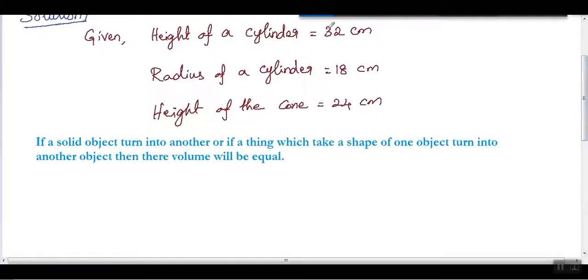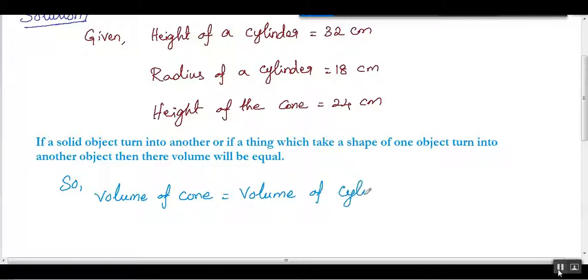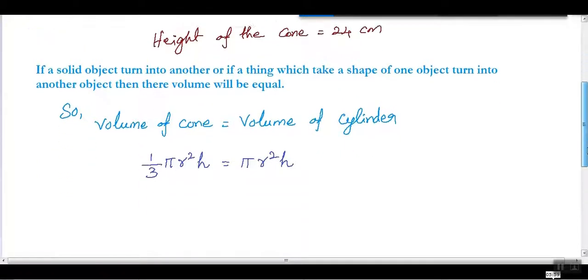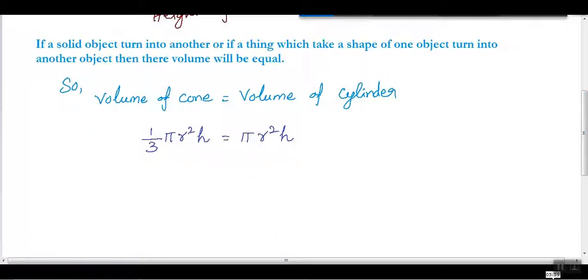Now see here, if the shape of one object turns into another shape, then the volumes are equal. So the volume of the cone is equal to the volume of the cylinder. We know that the volume of a cone is 1 by 3 pi r square h and the volume of a cylinder is pi r square h. Write down this definition separately here.